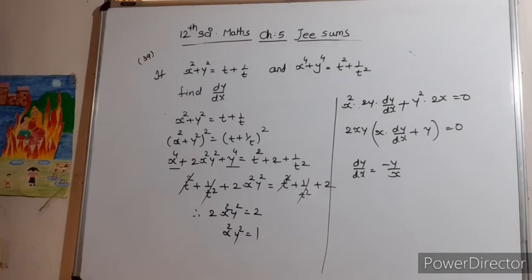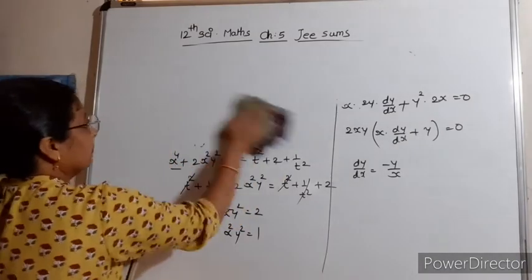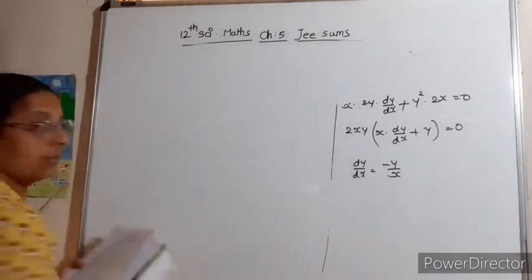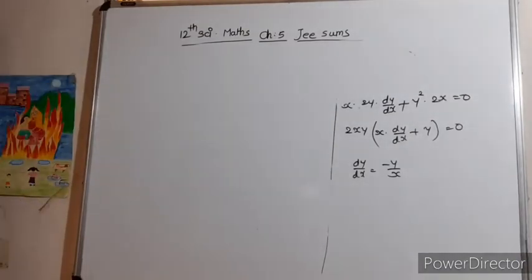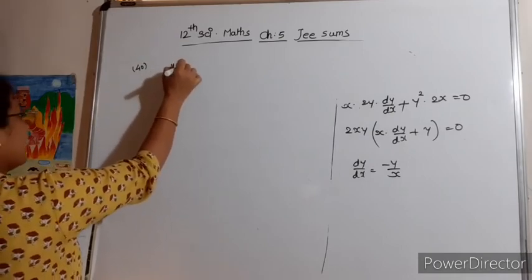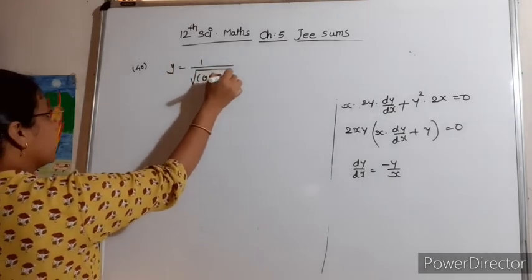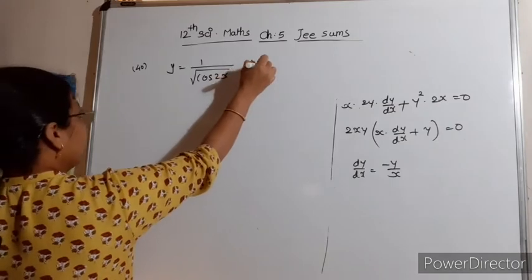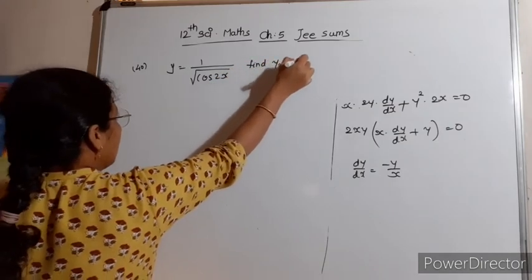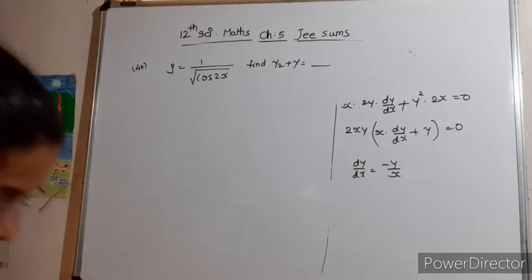Then question number 40. Okay, then question number 40 is, I will give it to you, जैसे आप खुद सॉल्व कर सकते हैं या नहीं. root cos 2x, find y2 plus y. Do it fast, right?